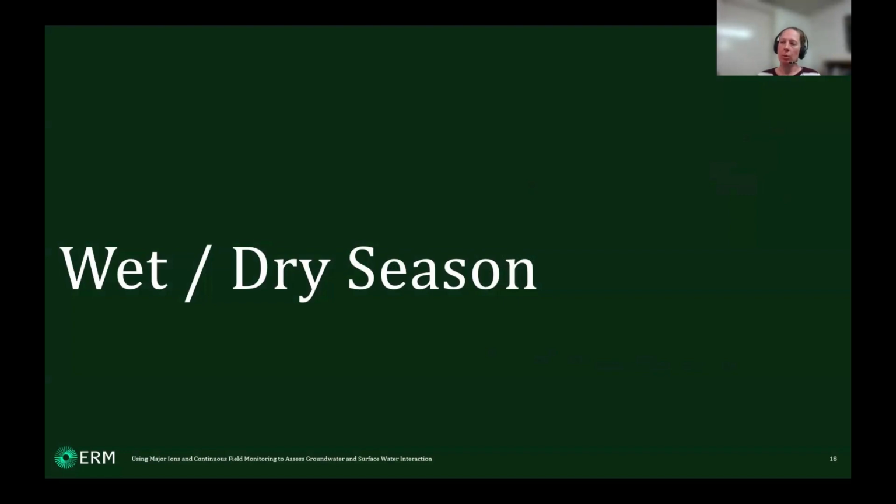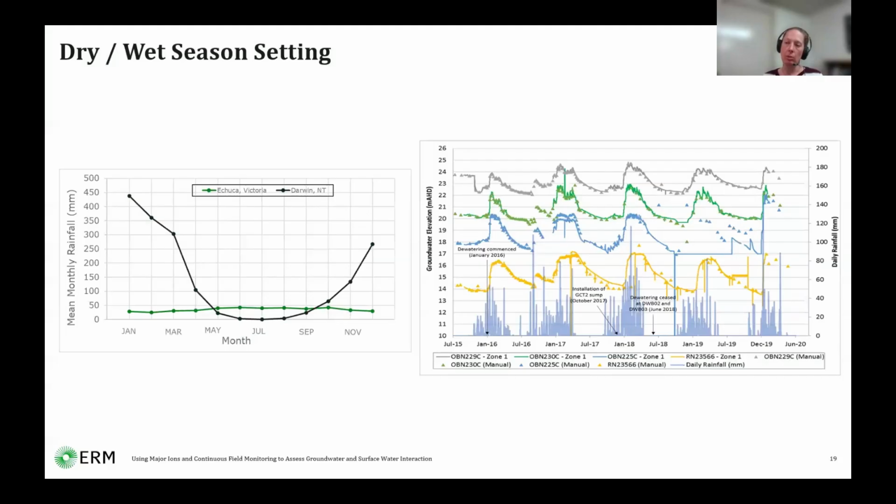So now I'm going to talk a bit more about tropical setting, wet season, dry season. I do a lot of work in Northern Australia, which experiences a distinct wet and dry season, which you can see compared to my hometown on this graph. So Echuca's in the green. We get much less rain, and it's a lot more evenly distributed throughout the year compared to, for example, Darwin, which is shown in the black on the left-hand side.